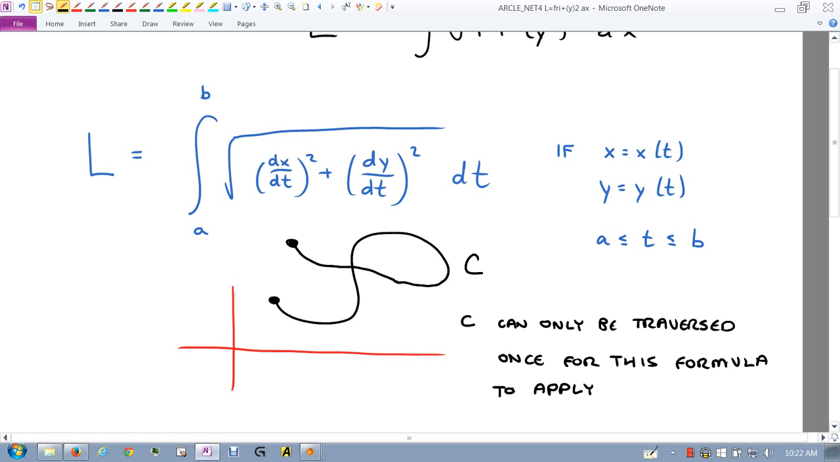Think about the first example I gave you. We drew a circle, didn't we? We went and we drew a circle. But we said if we went to 2 pi, we'd start drawing the circle over itself, wouldn't we? So if we went from 0 to 2 pi, we would have drawn one circle, right? If we would go 0 to 4 pi, what would happen? We would have drawn a circle on top of a circle. This formula will not work if you're drawing a curve on top of itself. So that only applies if that curve C that you're trying to find the length of is traversed exactly once. If it is, we're good to go.